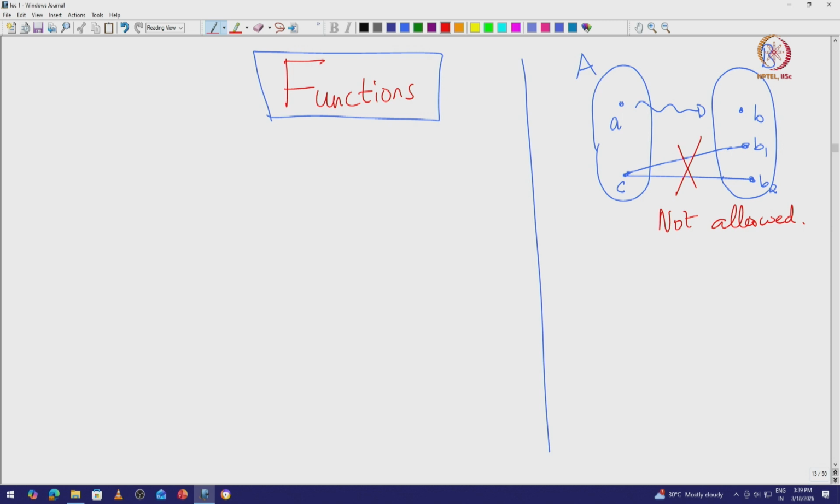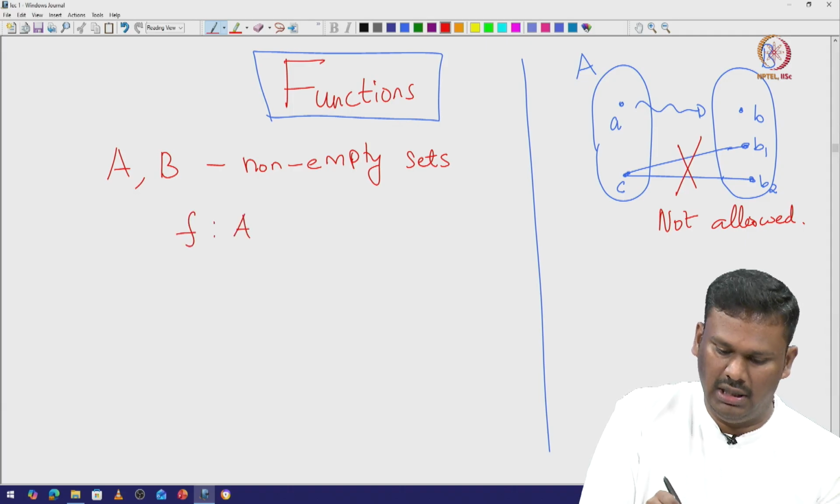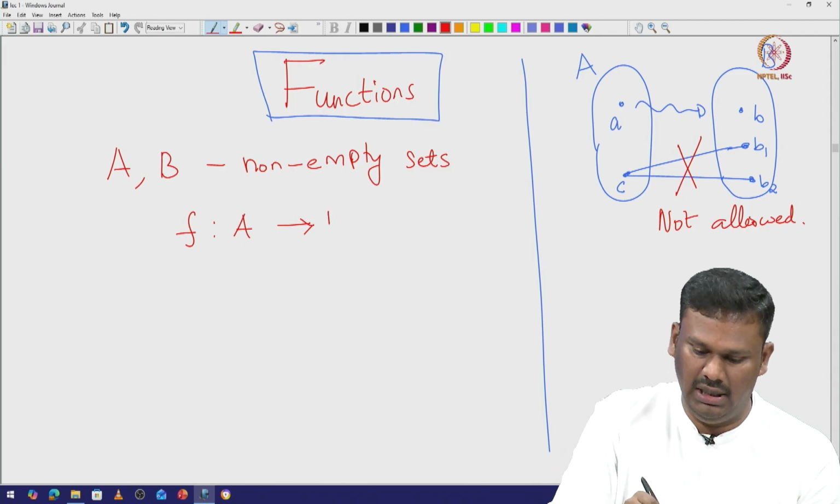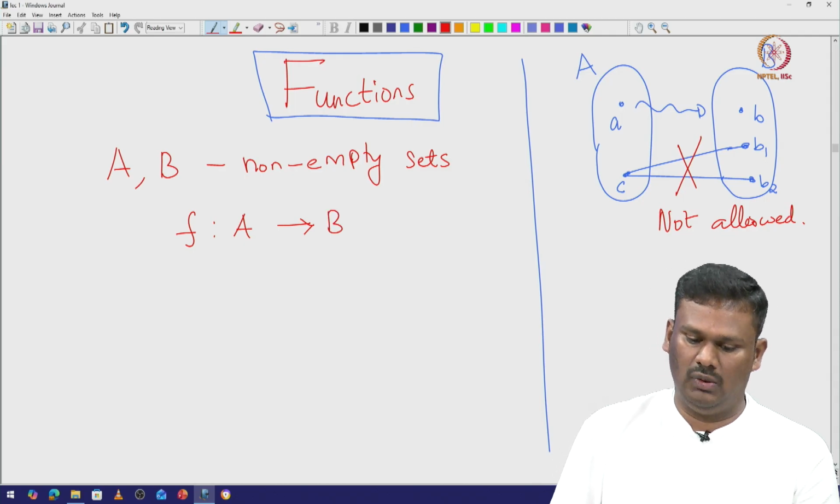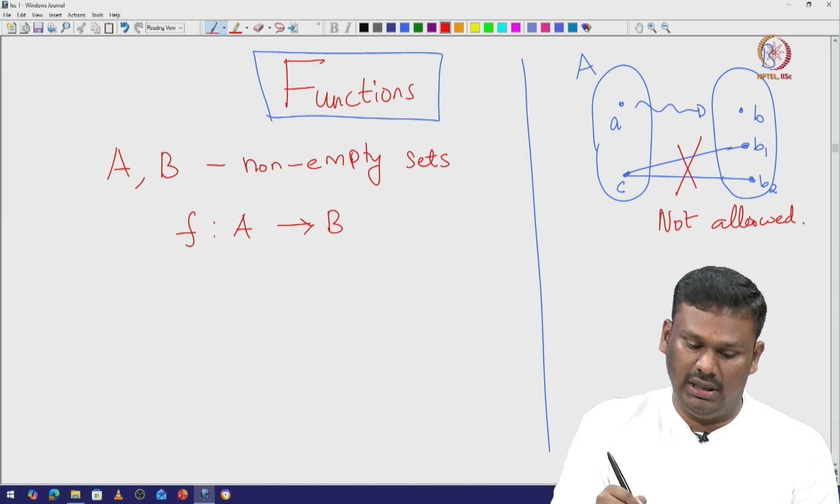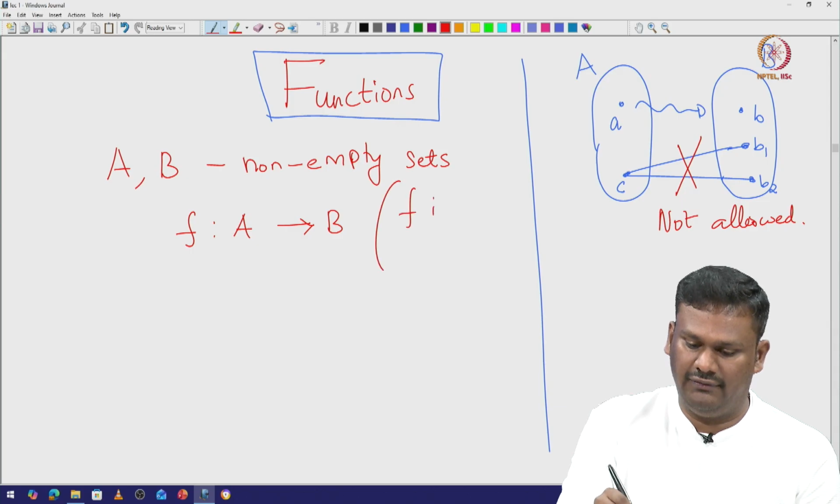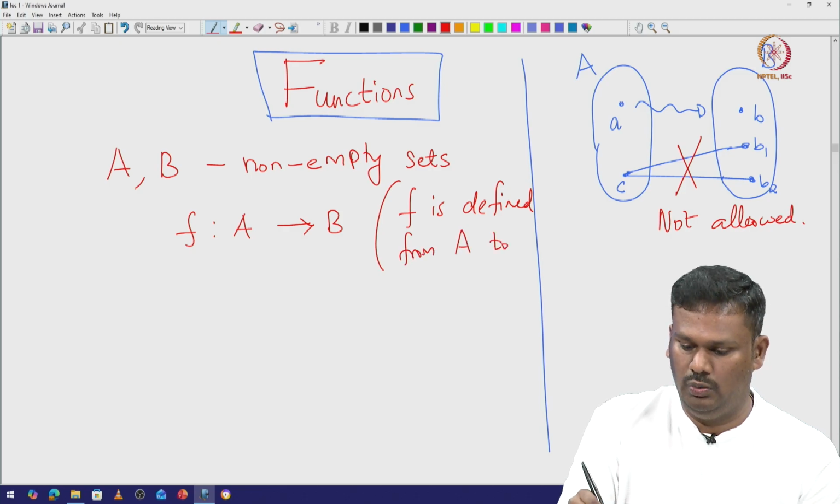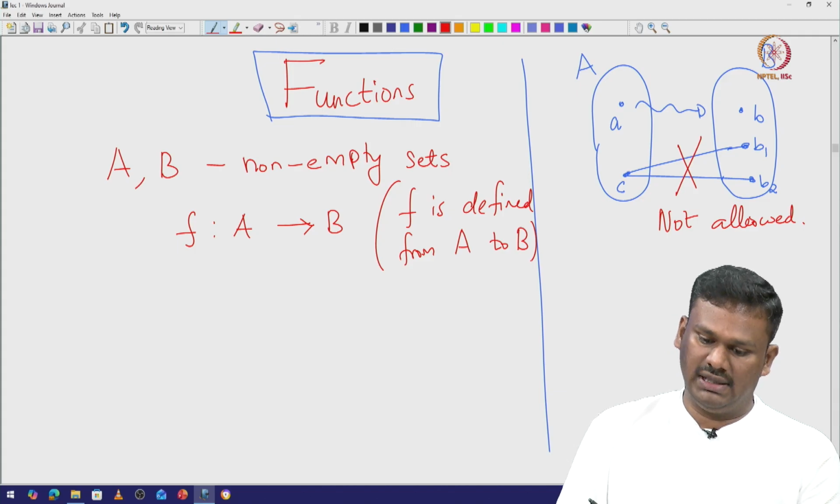This is what we are actually going to put as the definition. So, to define, we start with A and B to be two non-empty sets, and then we want to define a function from A to B, which is usually denoted by f colon A arrow B, that is, f: A to B. This should be read as f is defined from A to B.